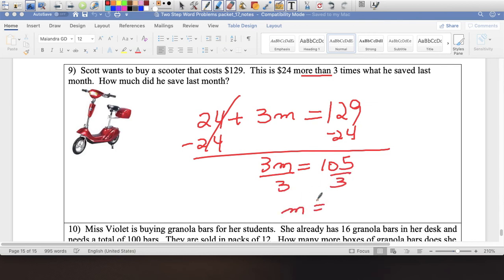M equals... 3, 9, 15, 31. Really? No? 5, 35. Sorry. M equals 35. So how much did he save last month? He saved $35.